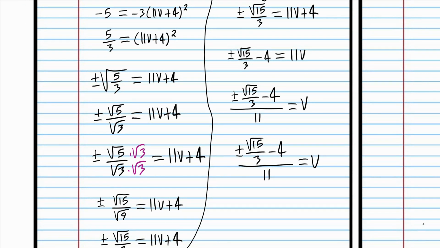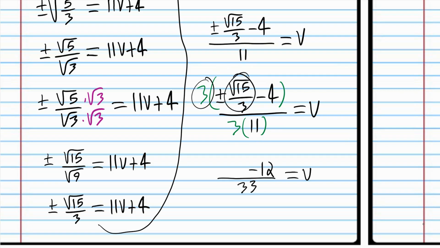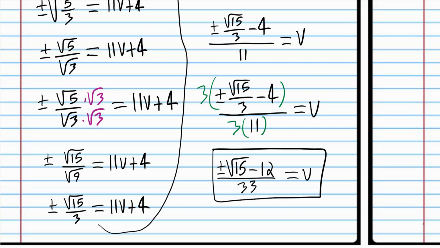So I'm going to multiply both sides by 3, and we're going to use distribution. First of all, the denominator is going to be 33. 3 times 11 is 33. 3 times negative 4 is negative 12. And 3 times this fraction is just, well, it's just going to cancel out. So it's going to be plus or minus root 15. So there you go.